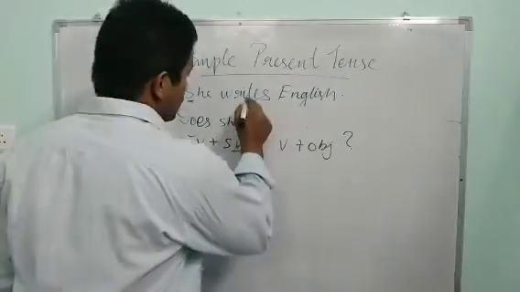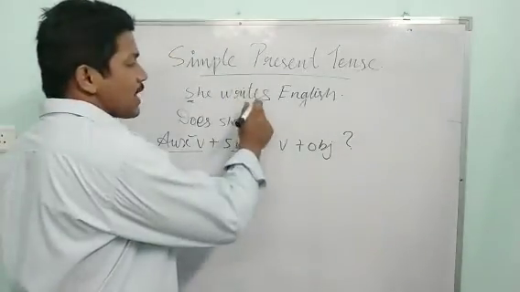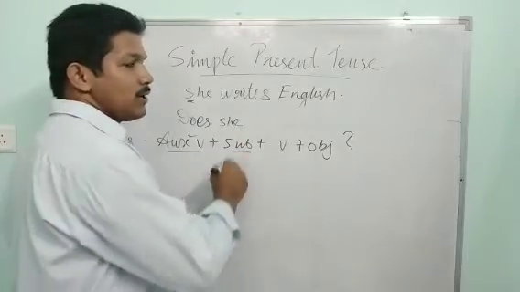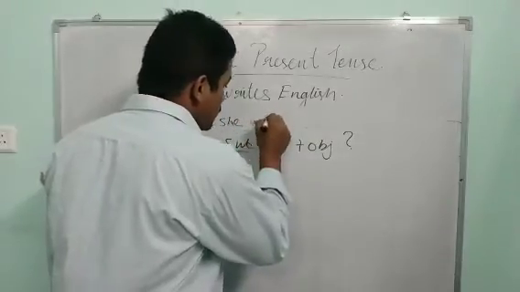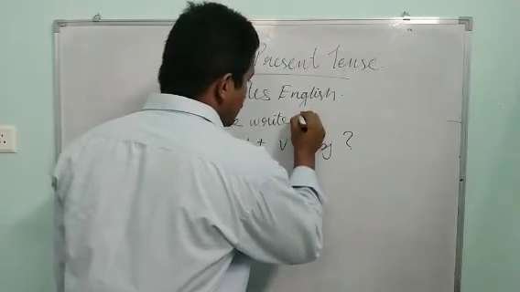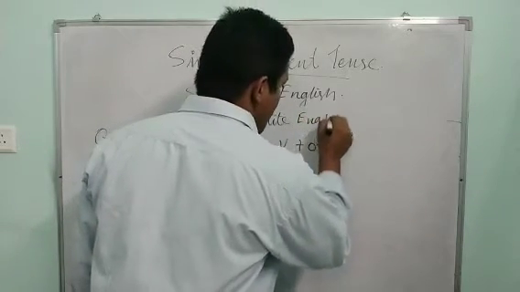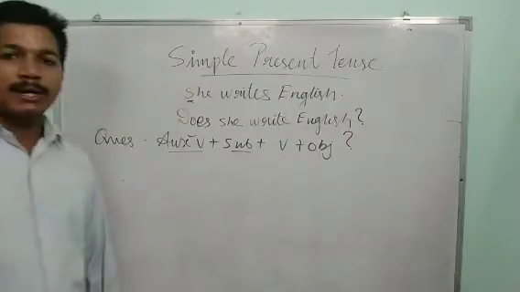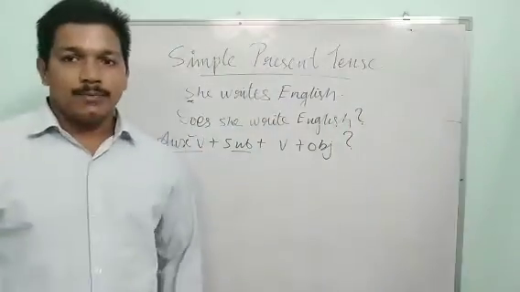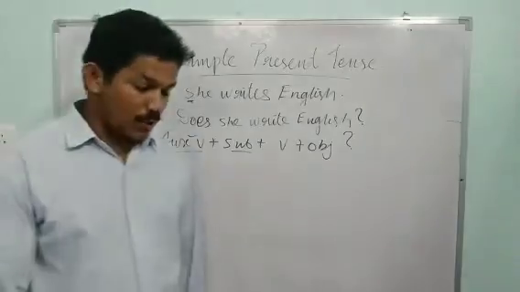That's "she". Then what remains? "Writes" is there, so "writes" we need not write here. Only "write" is there, because "does" is already there. So, "Does she write English?" Question mark. In such a way we make a question. Okay, I think you have understood.